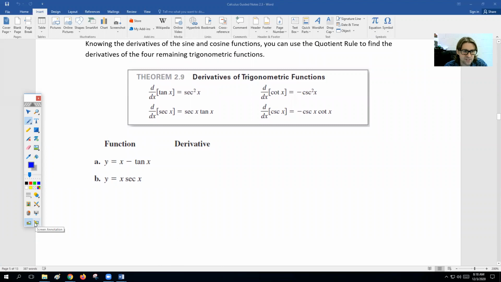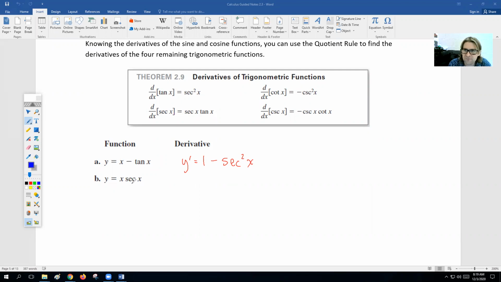So let's go through C here and take the derivative of them. I need my drawing tools out here. All right, so what's the derivative of x minus tangent of x? Well, y prime would be: the derivative of x is 1, the derivative of tangent is secant squared. So it's 1 minus secant squared of x. There might be some trig identity to simplify that down, but that's good with me.